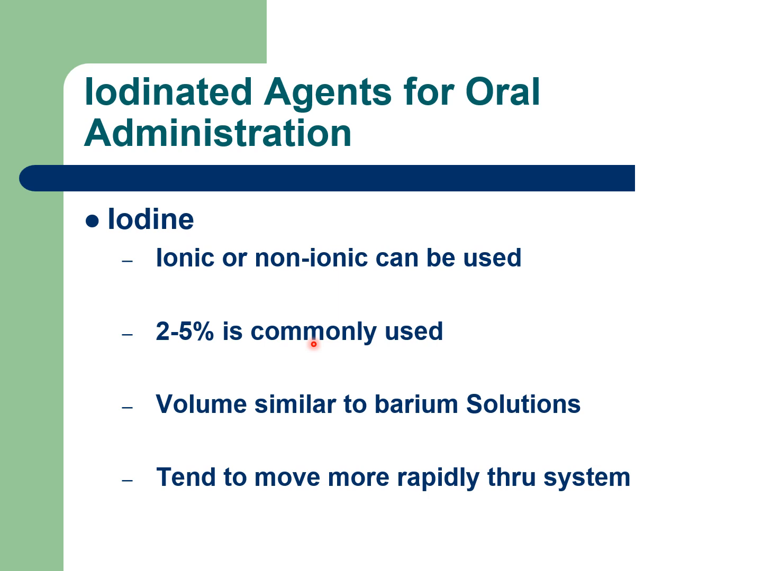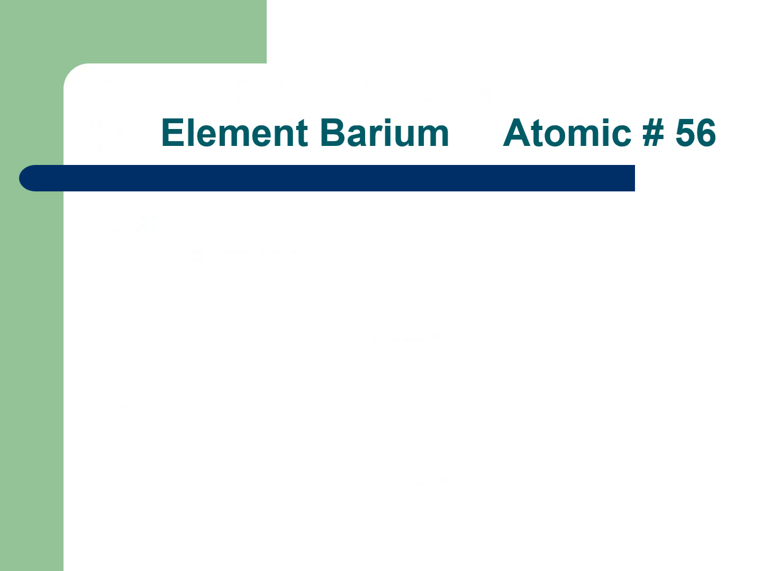The volume is going to be similar to what we use for barium. If we would normally give 500 mLs of the barium solution or 200 mLs, we would still give the same volume, but it would be at a concentration of 2 to 5%. Oral iodinated contrast agents tend to move more quickly through the body. They're more rapid transit, and they also can dehydrate the patient. They pull interstitial fluid into the system, so that might also make you more likely to have a little diarrhea.